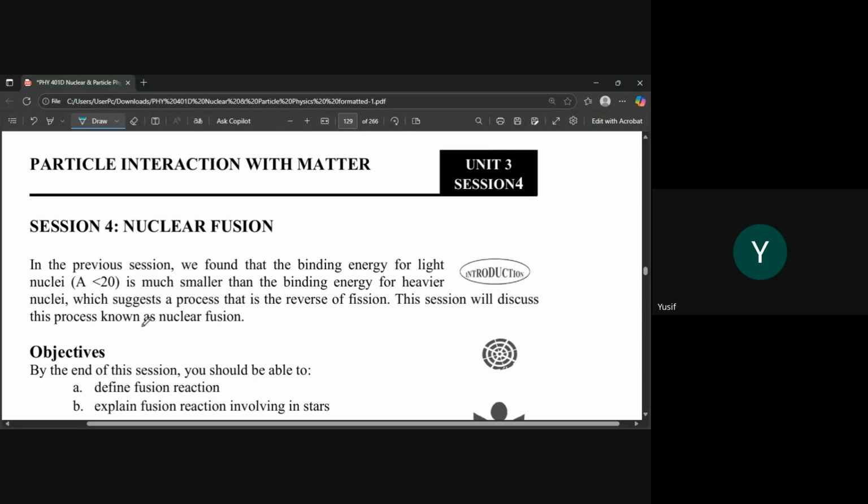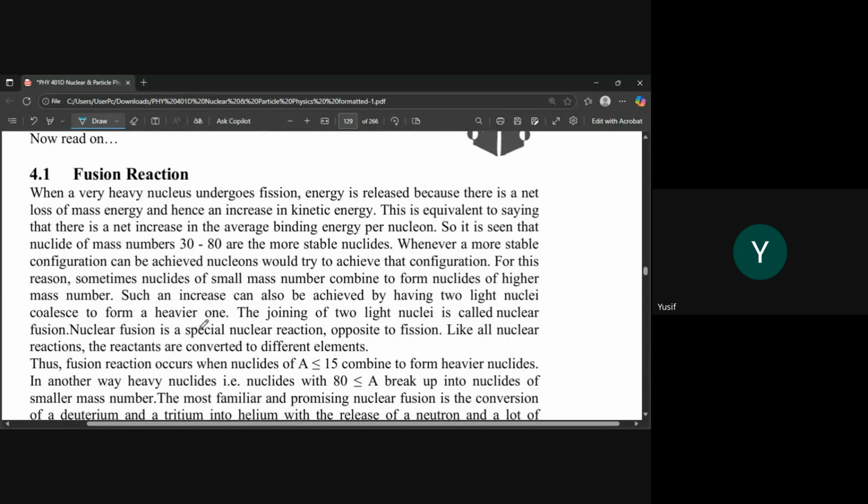Now, nuclear fusion is the opposite of nuclear fission. With this one, we have smaller materials that are unstable, and we put them together. So you can have, let's say, 2 or 3 unstable nuclei, and because they are not stable, we put them all together and they form just one atom, and that atom is more stable. Whenever you talk of that, then you are talking about nuclear fusion. And that is what this section talks about.